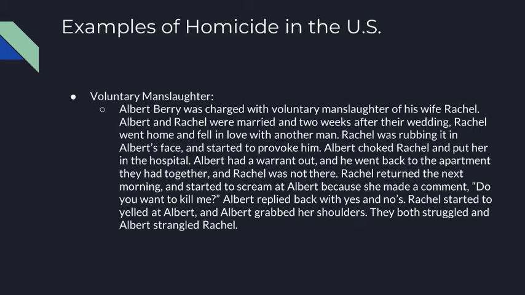Rachel said, "Do you want to kill me?" And Albert replied back, "Yes and no." He would say yes and no, yes and no. Rachel started to yell at Albert, and Albert grabbed her shoulders. They both struggled, and Albert strangled Rachel to death.